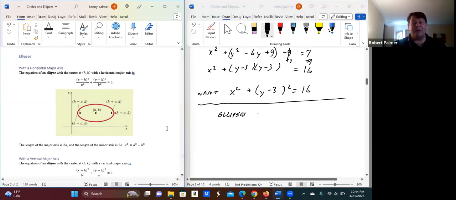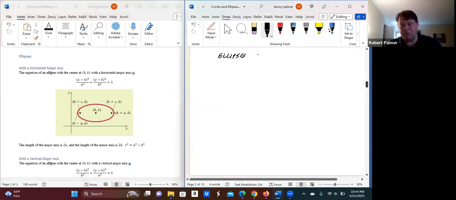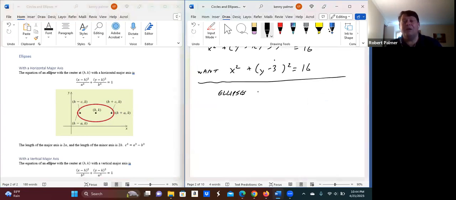And if we're looking at a squared as being the bigger number, and a squared is beneath the x, the bigger number is under the x, that means we have an ellipse like this with what's called a horizontal major axis. The major axis goes from end to end. It's the longest axis, goes from end to end. And then the minor axis goes this way. Let's draw a couple pictures over here and fill in a few more of these details. This is actually taken out of a textbook.